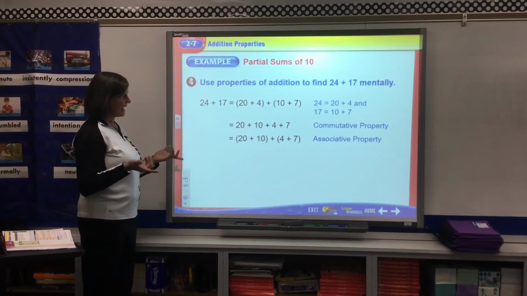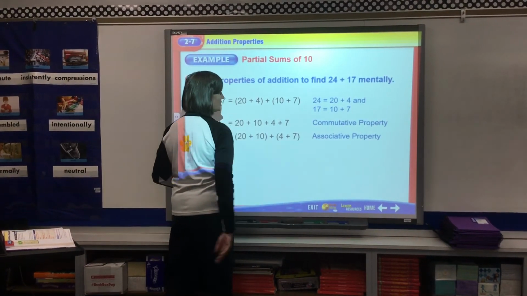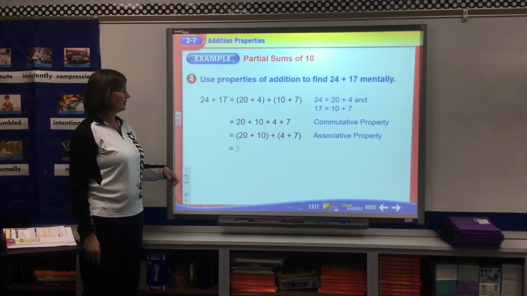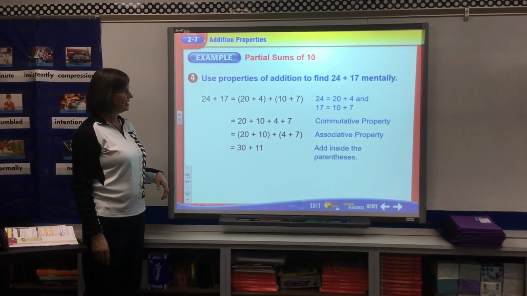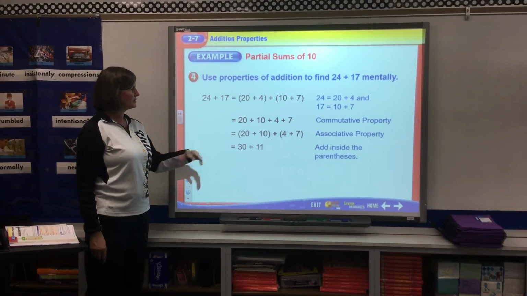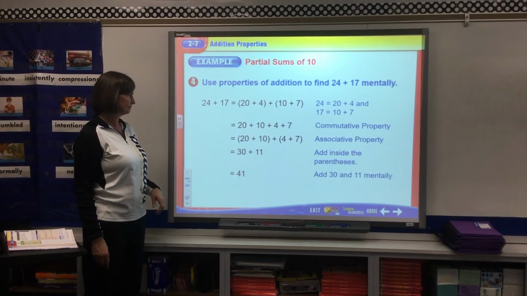Now they're going to add in the parentheses. Whenever you see the parentheses, that's the associative property. And now we're going to do some mental math. 20 plus 10 is 30, and 4 plus 7 is 11, and then we can add those together mentally. 30 plus 11 is 41.